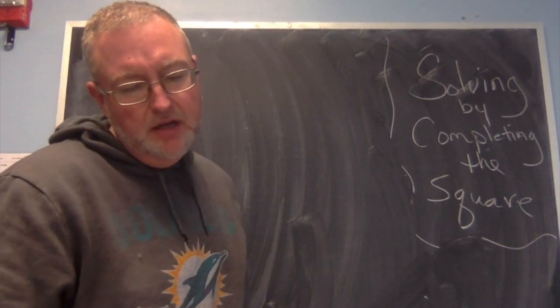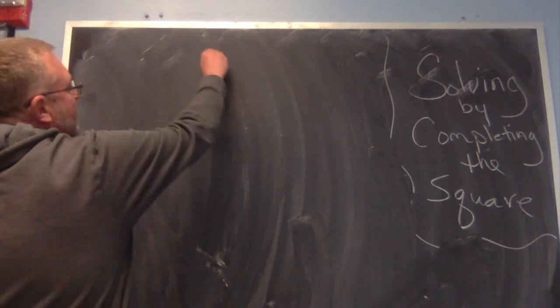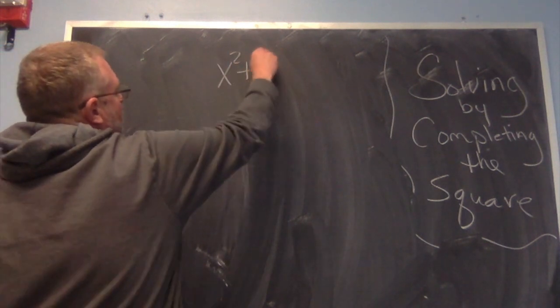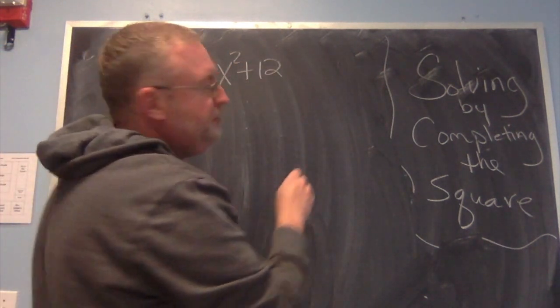Next one, number 2. It says x squared plus 12x minus 4 equals 0.